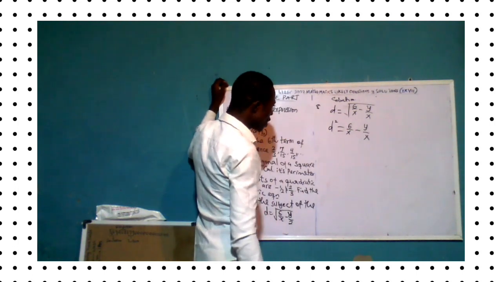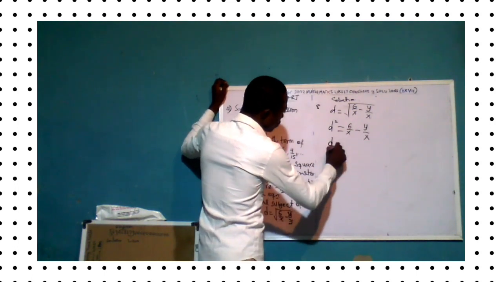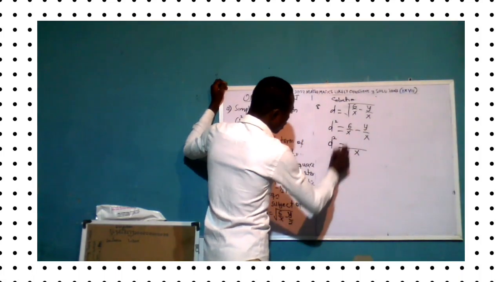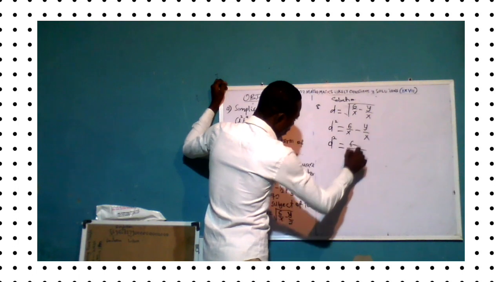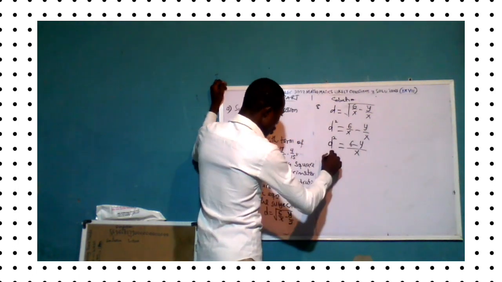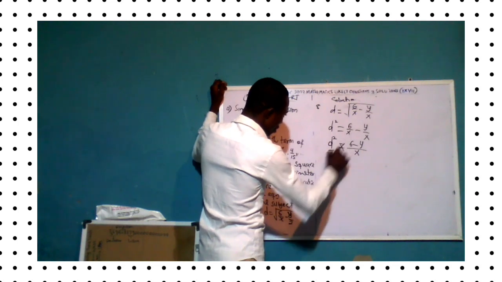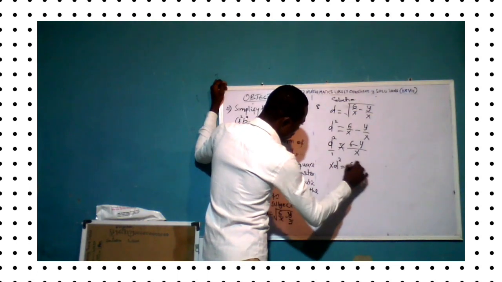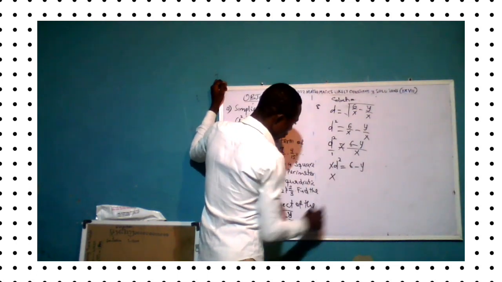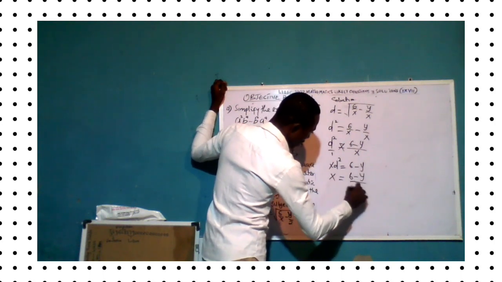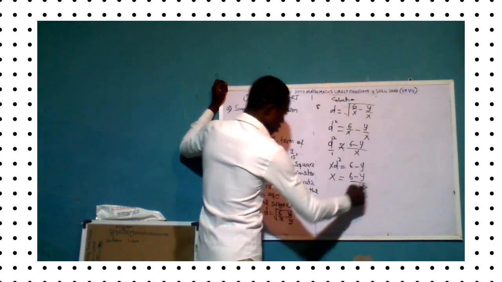The next thing is to find the LCM, because that will be x. x is x, 1 times 6, that's 6, and x is x, 1 times y, y. From here, straight away, you cross multiply. If you cross multiply, you'll have x d squared equal to 6 minus y. If you divide both sides by d squared, that will give you x equals 6 minus y all over d squared, and that is the final answer.